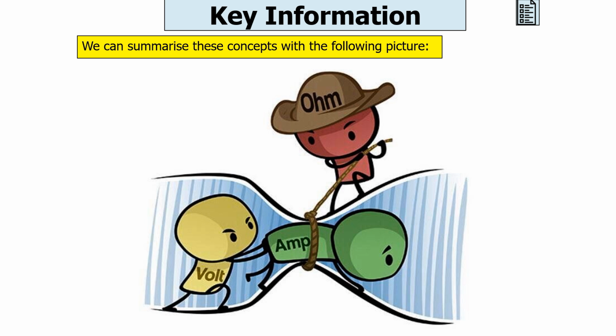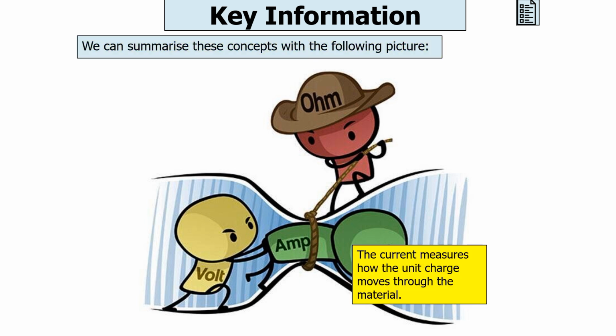We can summarise these concepts with the following picture. The current measures how the unit charge moves through the material.